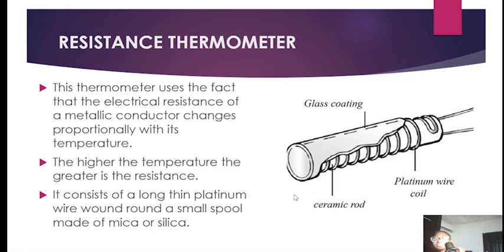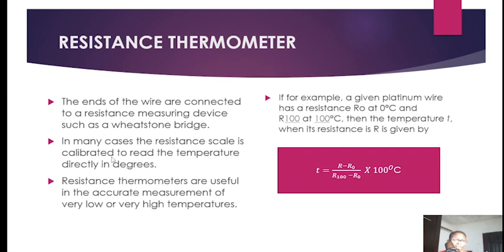This is the resistance thermometer, and it uses the fact that the electrical resistance of a metallic conductor changes proportionally with its temperature. That is, it is directly proportional. Electrical resistance and temperature are proportional to each other. The ends of the wire are connected to a resistance measuring device, such as a Wheatstone bridge. In many cases, the resistance scale is calibrated to read the temperature directly in degrees.